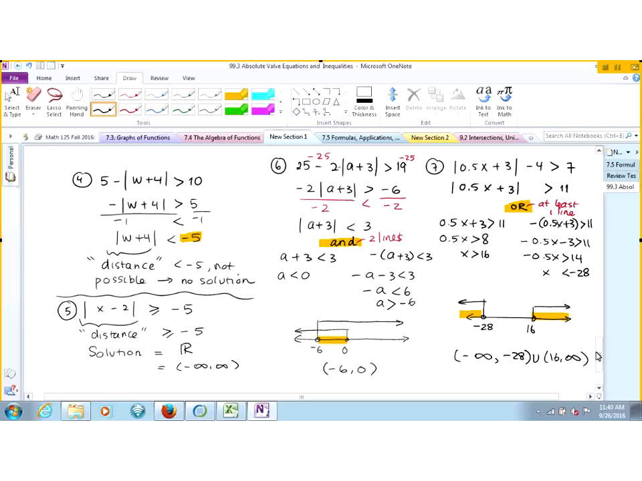Huh? It's inequalities in two variables. X minus y less than 5. Yeah, I think so. All right.